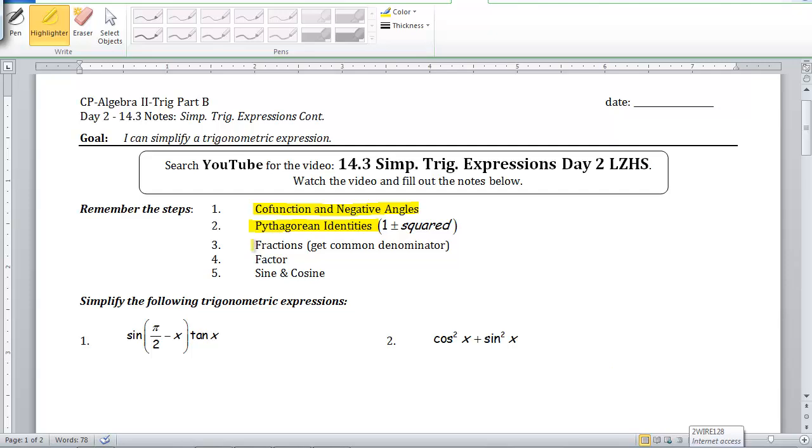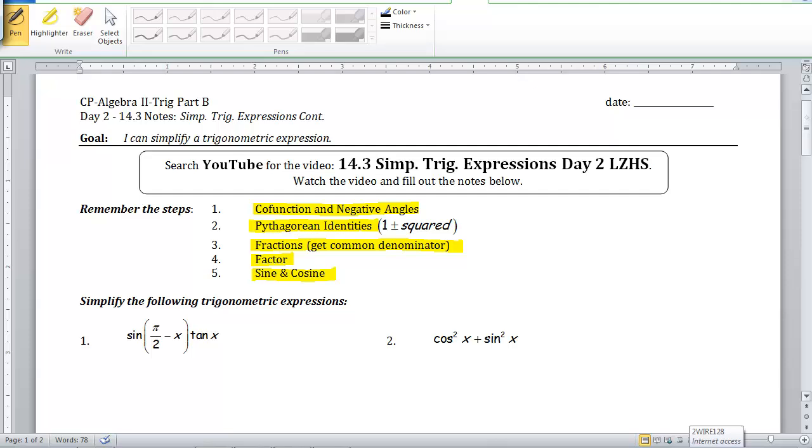Next, if there are any fractions, you might want to get a common denominator and make them one term. Next, if there are any common factors such as a GCF, I would take those out. And a last resort is to always put everything in terms of sine and cosine. This usually means using the quotient identities of changing tangent to sine divided by cosine, or changing cotangent into cosine over sine. Let's take a look at number one.